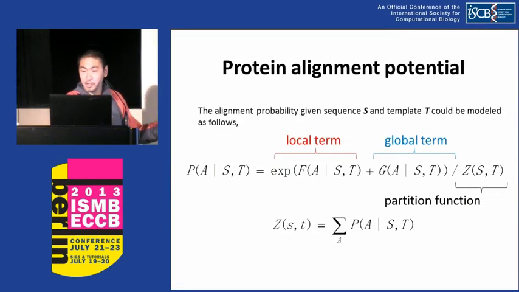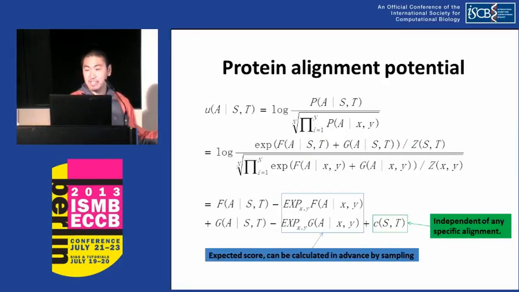Moreover, in order to incorporate the local and global terms together, the alignment probability given S and T could be modeled in a similar manner as the previous CF-pred, in a Boltzmann machine-like model with exponential families and potential functions here. So with this equation, you can get familiar with the previous CF-pred model. Now we use some simple math to derive our alignment potentials. Just take the equations here and apply the log, and we can derive this.